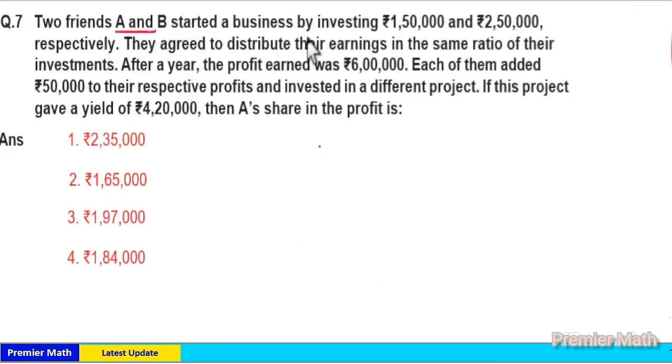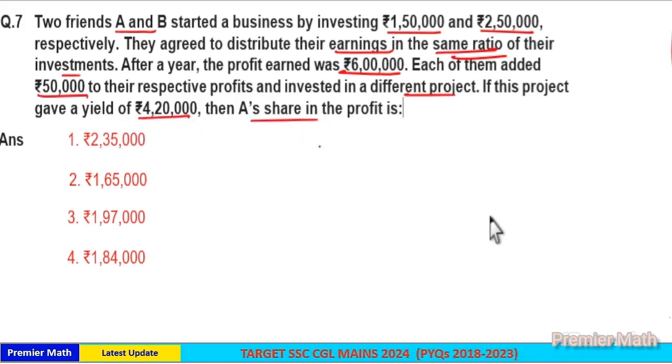Two friends A and B started a business by investing 150,000 and 250,000 respectively. They agreed to distribute their earnings in the same ratio of their investment. After a year, the profit earned was rupees 600,000. Each of them added 50,000 to their respective profit and invested in a different project. If this project gave a yield of 420,000, then A's share in the profit is. Here we don't have to care about the year because the years for both A and B are the same. Now we only have to care about the investment.